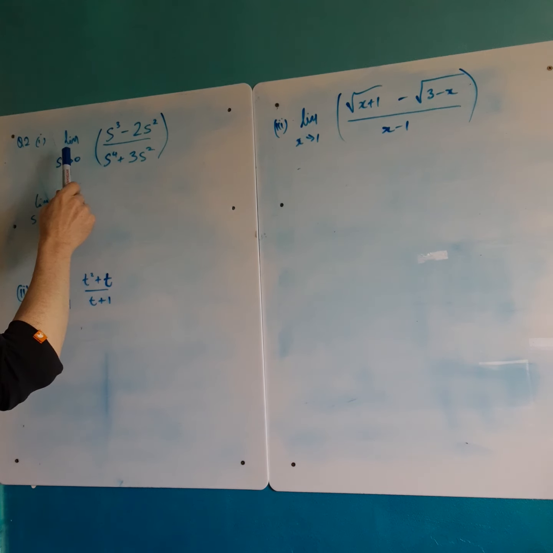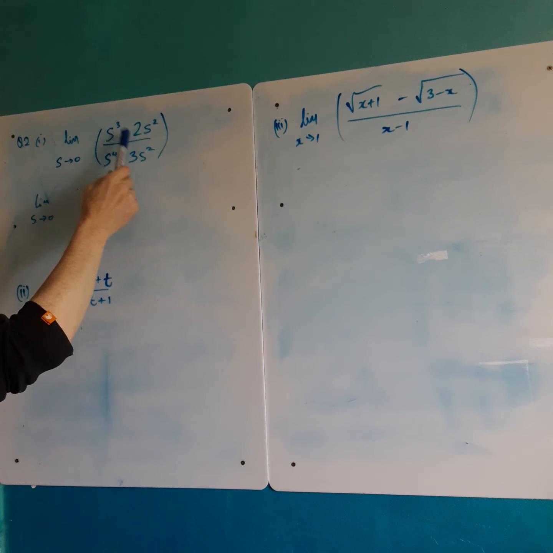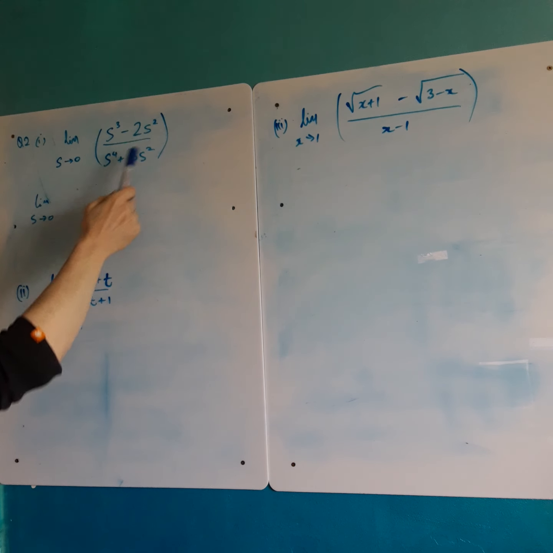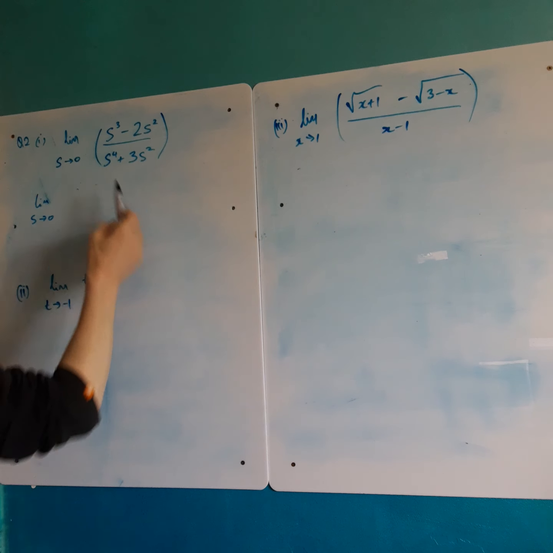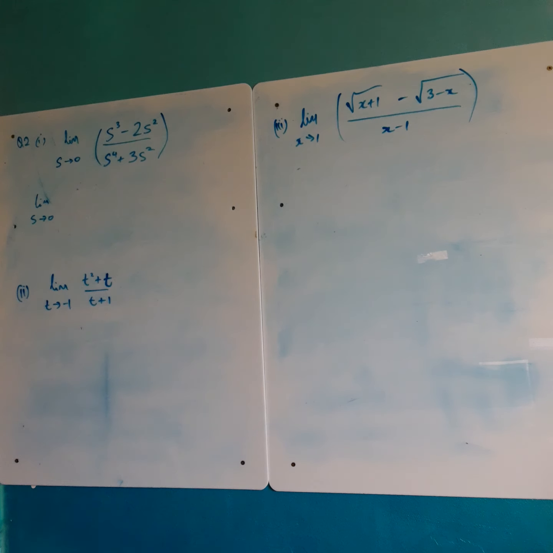So the first question on there is the limit as s tends to 0 of s cubed minus 2s squared over s to the 4 plus 3s squared. Upon initial inspection, if we sub in s equals 0, I end up with 0 minus 0 over 0 plus 0, so I end up with 0 over 0. So obviously we have to investigate a little further.